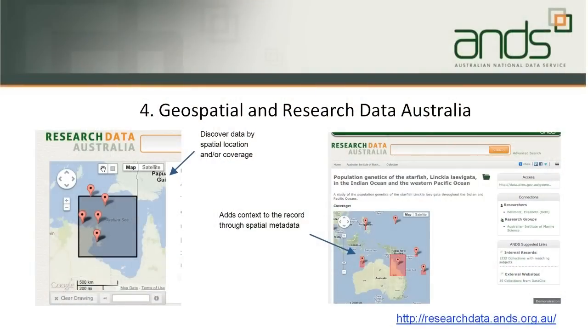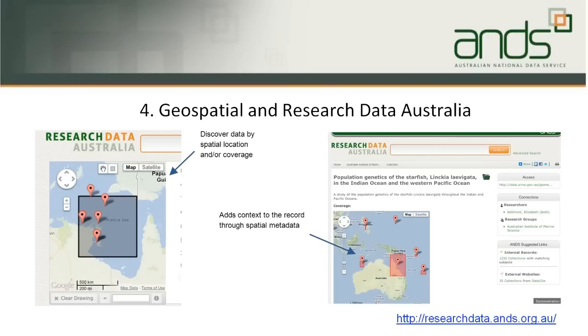Over to Research Data Australia and the impact of spatial and geospatial metadata. Research Data Australia, I'm sure most of the people in the audience are familiar with, as a portal for Australian researchers to discover data and the connections, which Adrian was alluding to earlier. In terms of how geospatial is used in Research Data Australia, we have a big emphasis on discovery, and being able to discover something based on where it is in the world is a very natural way for people to browse.